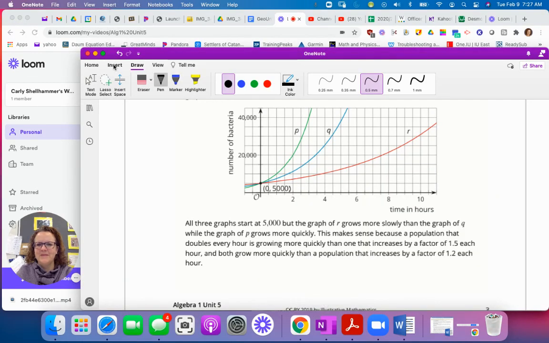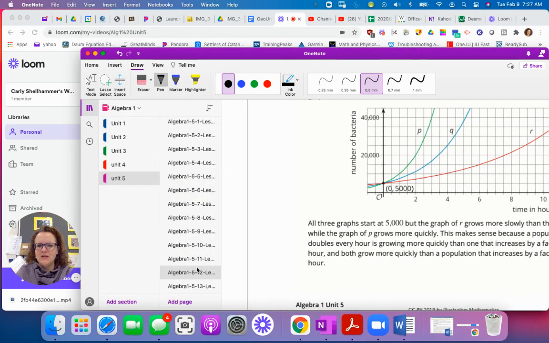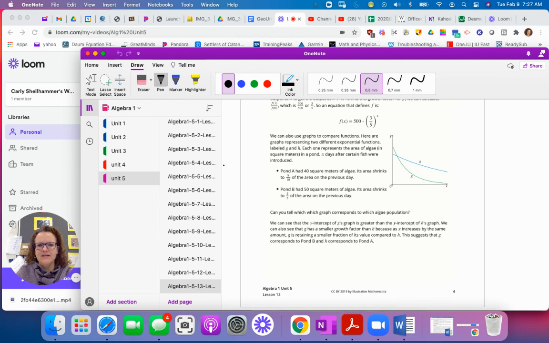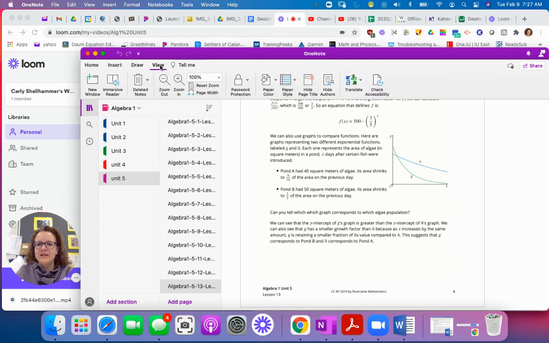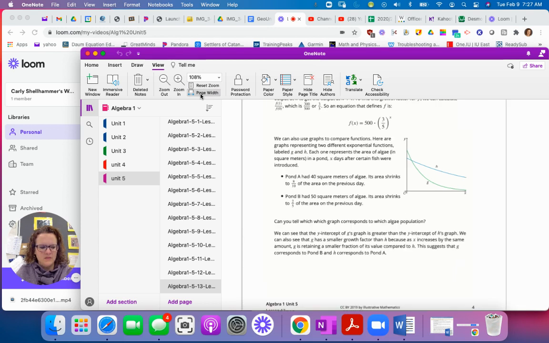Hey there, algebra. Let's jump into lesson 13. It's our second part of lesson 12, which was about exponential graphing. So in lesson 13, it's reasoning about exponential graphs part 2.